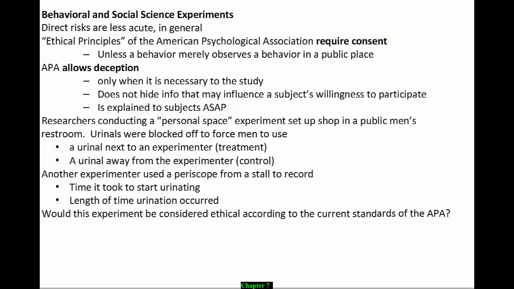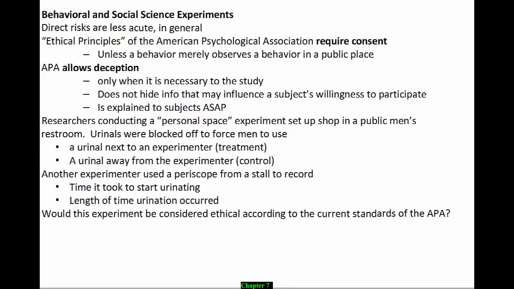Now, behavioral and social science experiments are a bit different than those found in the medical community. The direct risks are perceived as less acute in general, less physical harm, and maybe more psychological harm. The ethical principles of the American Psychological Association require consent unless a behavior is merely observed in a public place. The APA does allow deception if it's necessary to the study, does not hide information that may influence a subject's willingness to participate, and is explained to the subjects as soon as possible.